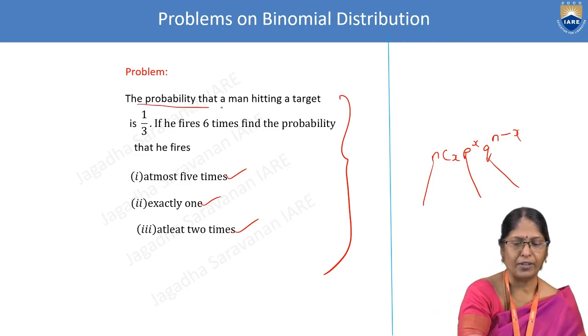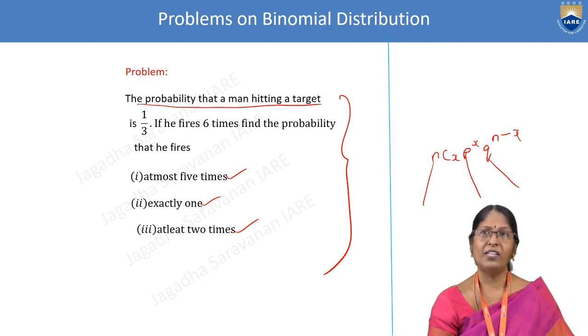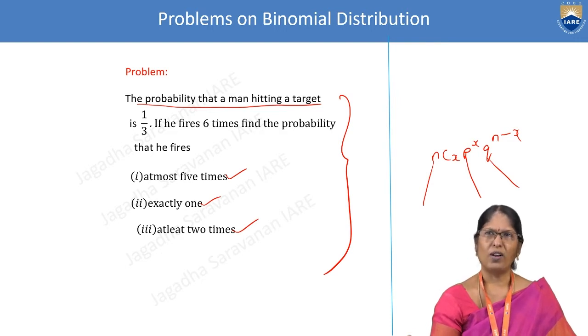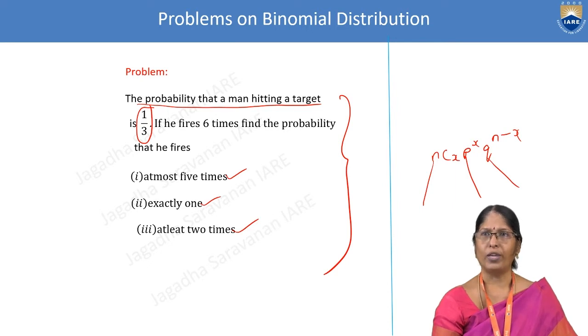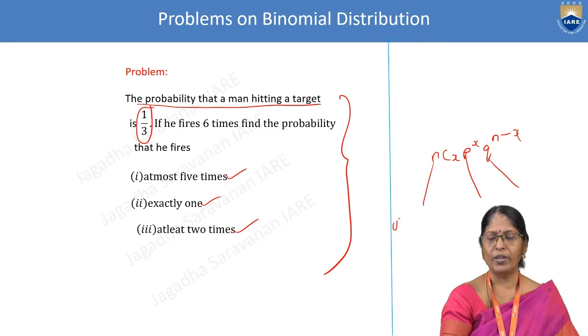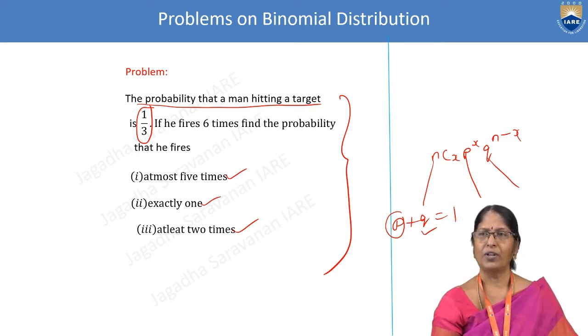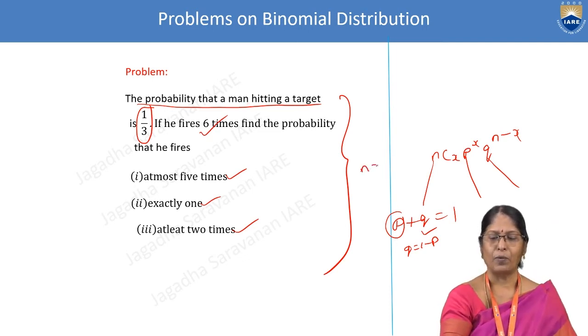Now, in the question, the probability that a man hits a target is 1 by 3. So the man hitting the target is our success, and the probability of success is 1 by 3. So P is 1 by 3. If you get P, then easily the Q value we can obtain, because we know P plus Q equals 1. If we know P, Q automatically comes out: Q is 1 minus P. How many times is the man firing? 6 times. So N equals 6.